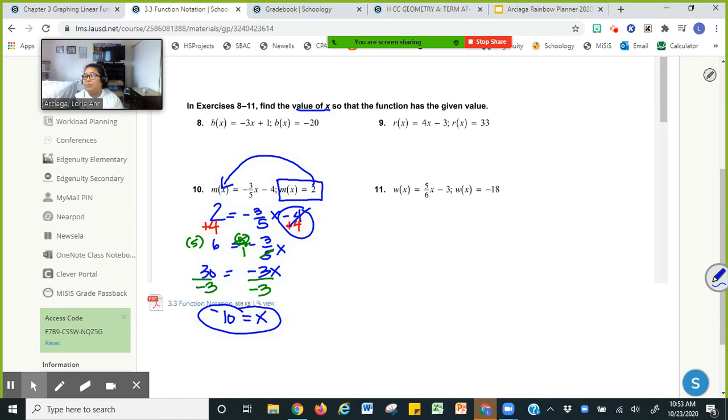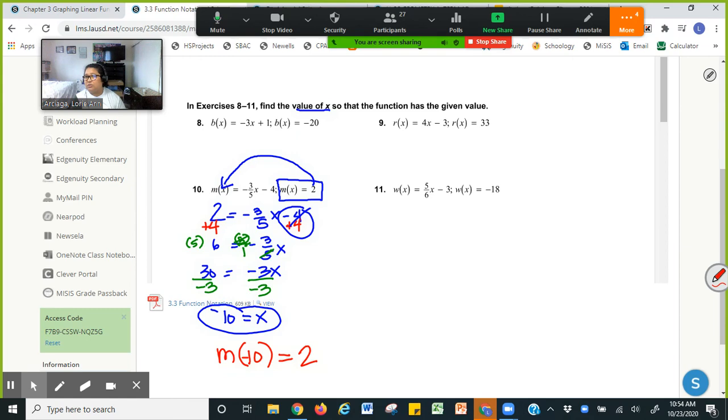There you go. So that means, working backwards, when they plug in negative 10 for x, they got 2 as the final answer. Okay, they got 2 as the final answer.